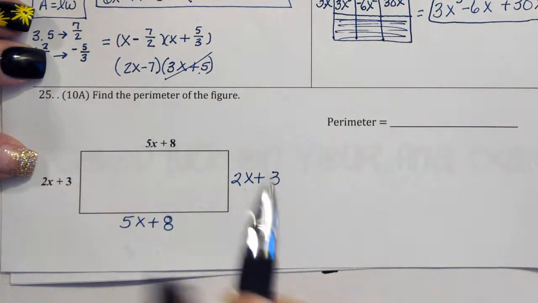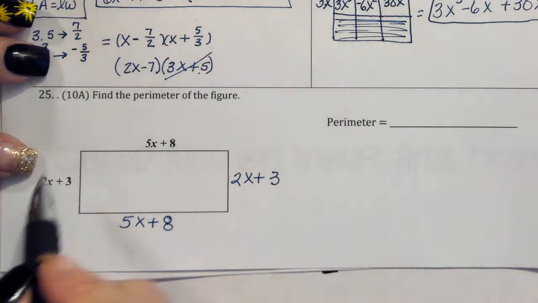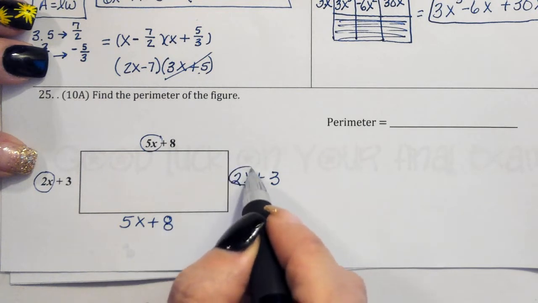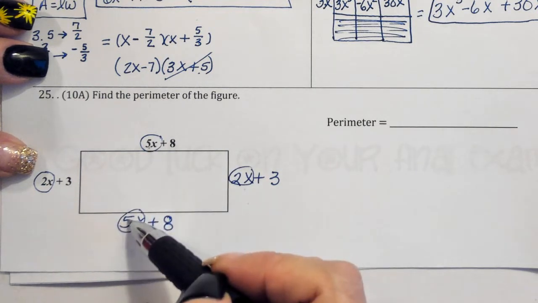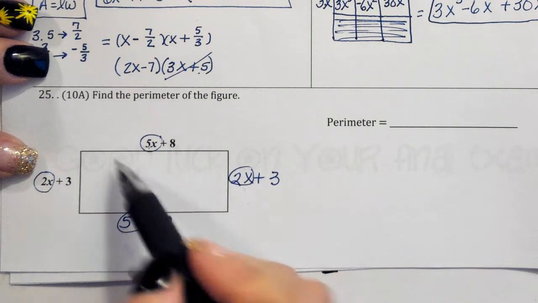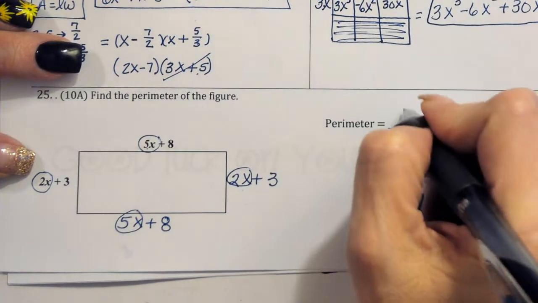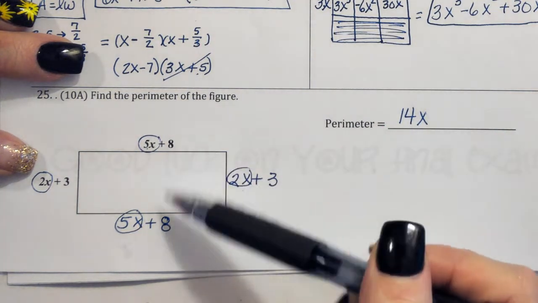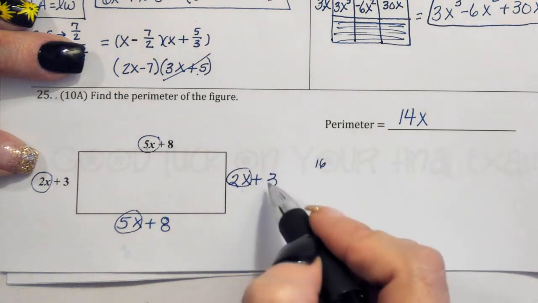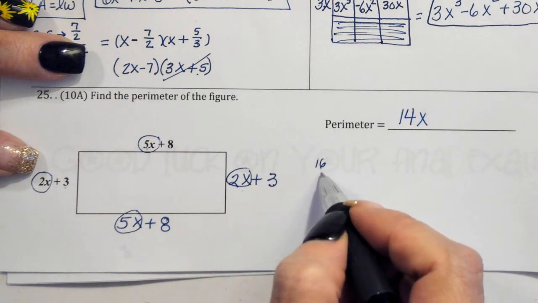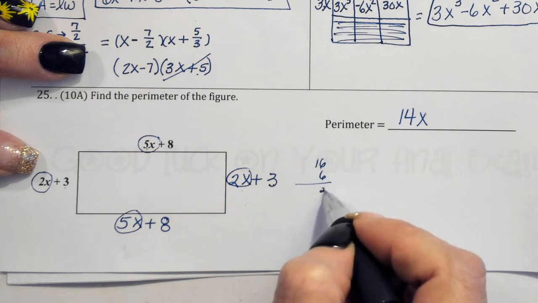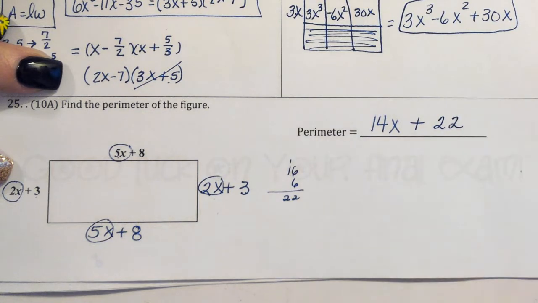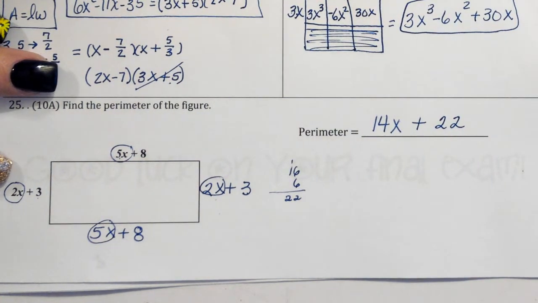Whenever I'm adding this up, I just like to add my x's. 2, 5, 2, and 5. 5 and 5 is 10. 2 and 2 is 4. So 10 plus 4 would be 14 x's. Then I'm going to add everything else. 8 and 8 give me 16. 3 plus 3 gives me 6, right? So I'm going to add that up. That would be 22. So it would be 14x plus 22. All right, that concludes TEK number 10.